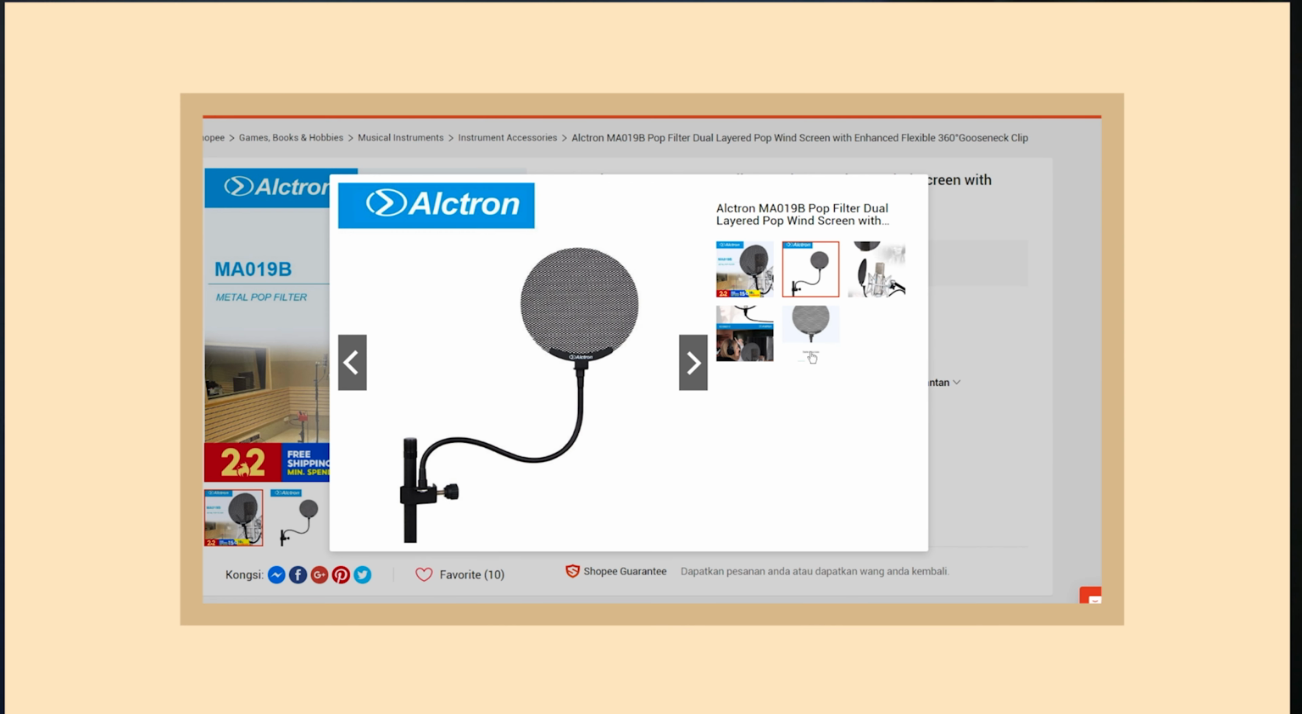So let's get to the first item, which is the pop filter. The purpose of a pop filter is to prevent this wind, this air, from traveling and hitting the microphone's diaphragm. Some pop filters diffuse the wind, and some deflect the wind. There are some types of pop filter: there is a metal mesh pop filter, and there is the most common one, a nylon pop filter, like the one I'm holding right now.